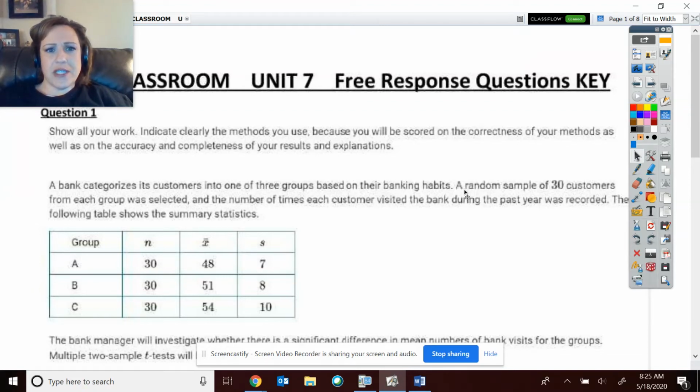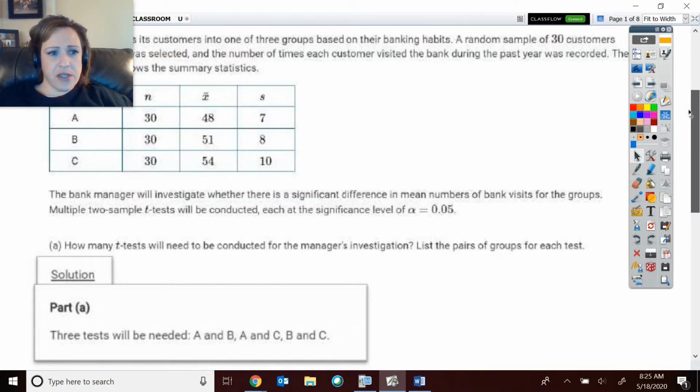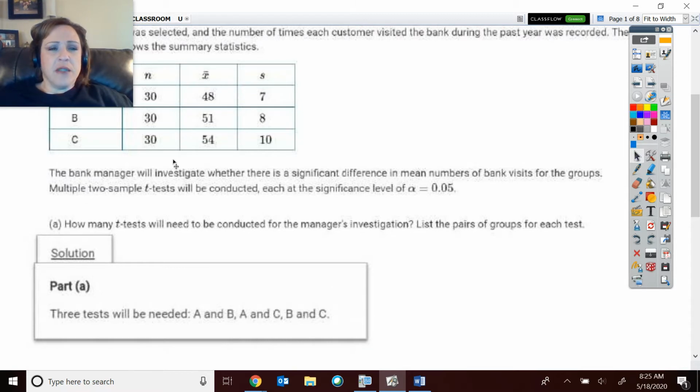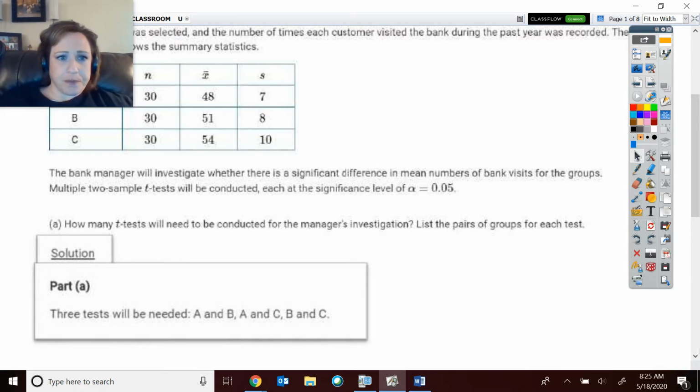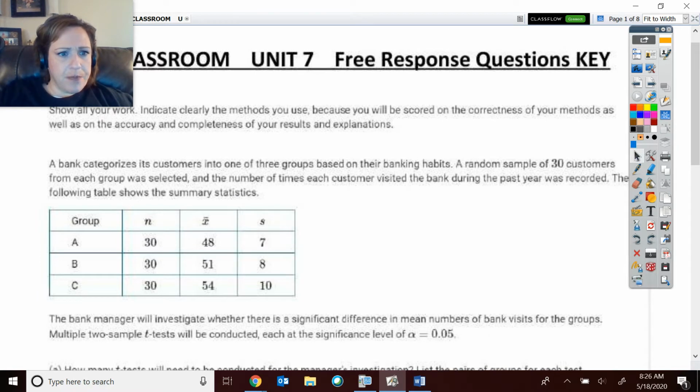All right, let's go through our Unit 7 free response. So here we go. We've got this situation where we've got random samples of 30 from each of these groups, so that's meeting our conditions as far as large enough goes. So we want to do multiple t-tests, and so the first question is, how many t-tests is this manager going to have to do? Because we've got A, I guess, those types of customers, or each group.